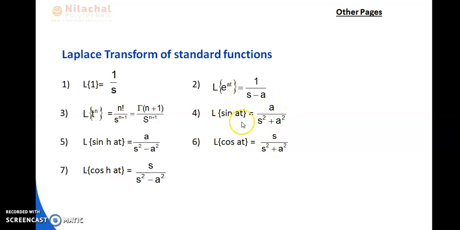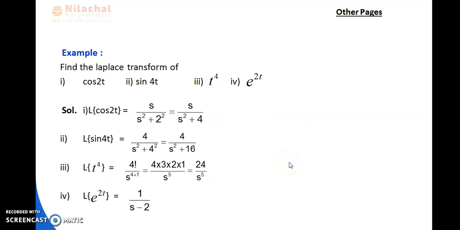For sin, the constant a is written in the numerator, a by, and for cos, s is written in the numerator, s by, and the denominator is the same for both, s square plus a square. So if a is 2, you write 2 square. Clear? Similarly, for this example, cos 2t means your a is 2. So Laplace of cos 2t equals s by s square plus a square, and a is 2 here, so 2 square, that equals s by s square plus 4.